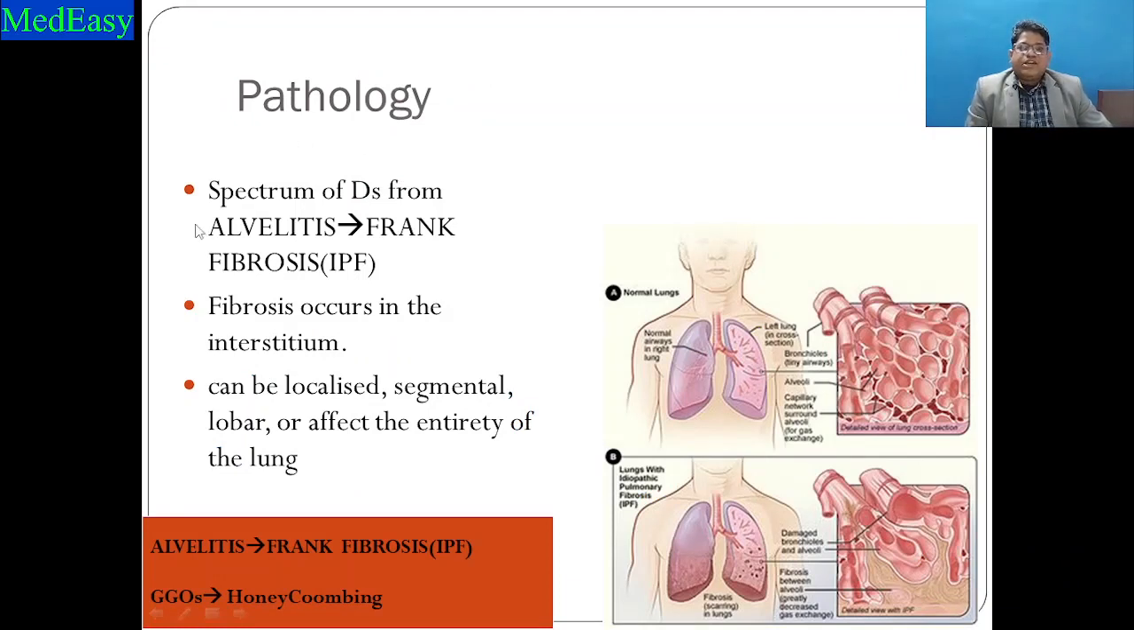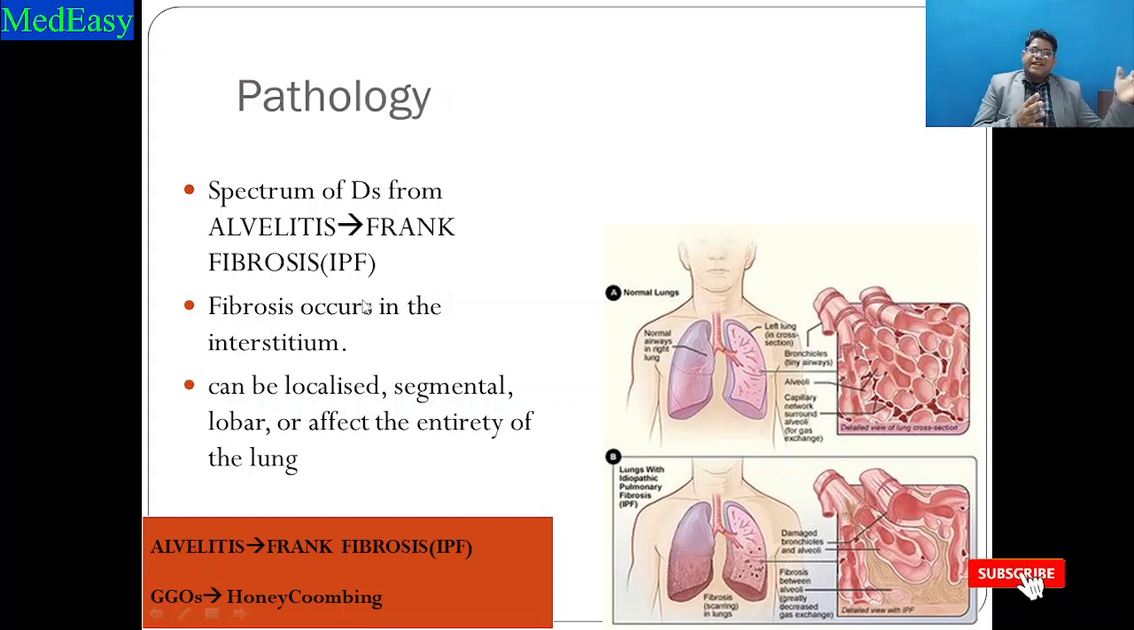Now, pathology, we know, is a spectrum of disease from alveolitis to frank fibrosis. What does alveolitis to frank fibrosis mean? For example, interstitial lung disease is usually a chronic disease. It happens over a timeline, and it takes time for the lungs to develop pulmonary fibrosis. So, initially when the injurious stimulus is there, there is an initial inflammation, just a small alveolitis, and there is no frank fibrosis.